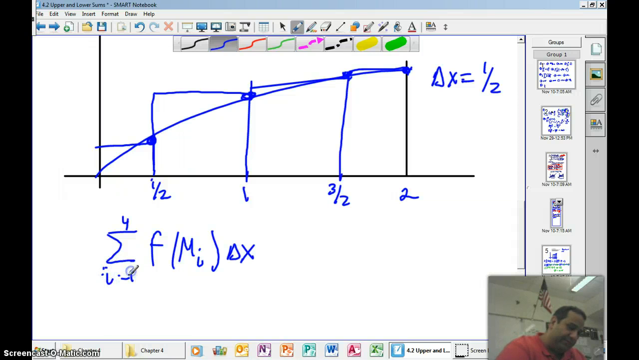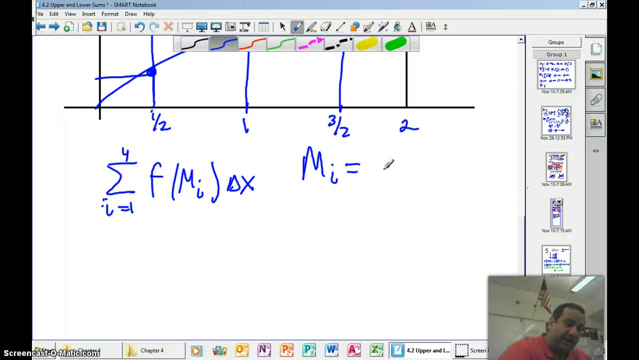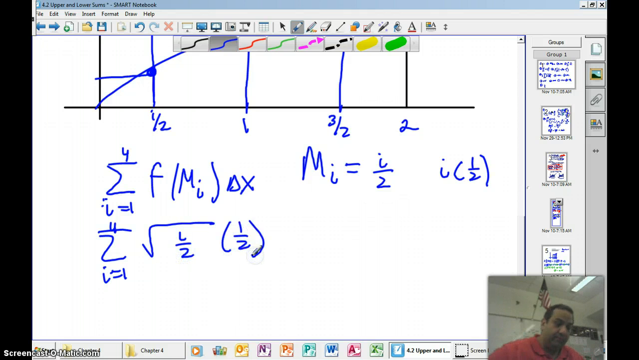So here we go, i equals 1. Now, the only thing that is going to change is that m of i. So that m of i, the capital M of i, is just i times delta x. So that's just i over 2, because it's i times 1 half. That's what delta x is. So now I'm going to do the function. I'm going to just rewrite this nice for i equals 1 as the function of i over 2 times 1 half.